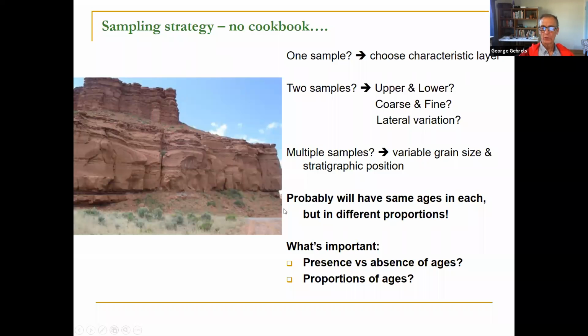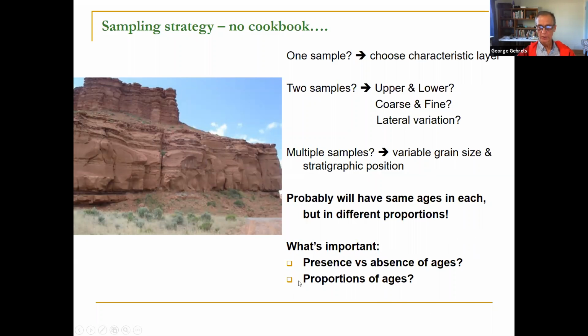What we've learned from doing each of these different approaches is that within a sedimentary package, if the sedimentary facies is similar, the petrography is similar, you're probably going to have the same ages present in each of these different horizons, but the proportions of ages are going to change a little bit. In the coarser layers, you may have more younger zircons. In the finer grain layers, you might have more older zircons. So the age groups are going to be the same, but the proportions are going to be different.